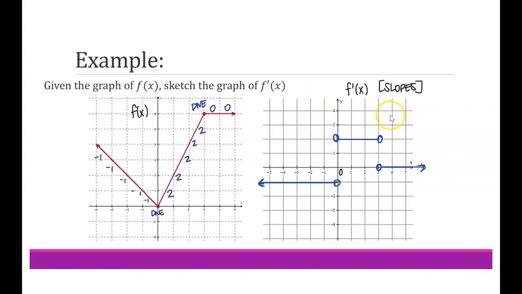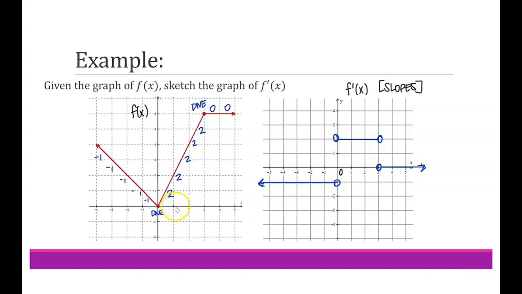So this is my slopes graph. This is my derivative function. So when I look at this derivative function, let's say I go to the x value 1. At the x value 1, I find the function is at 2. So that tells me that on the original graph, at the x value 1, when I go up and find the function, it's going to have a slope of 2 there.